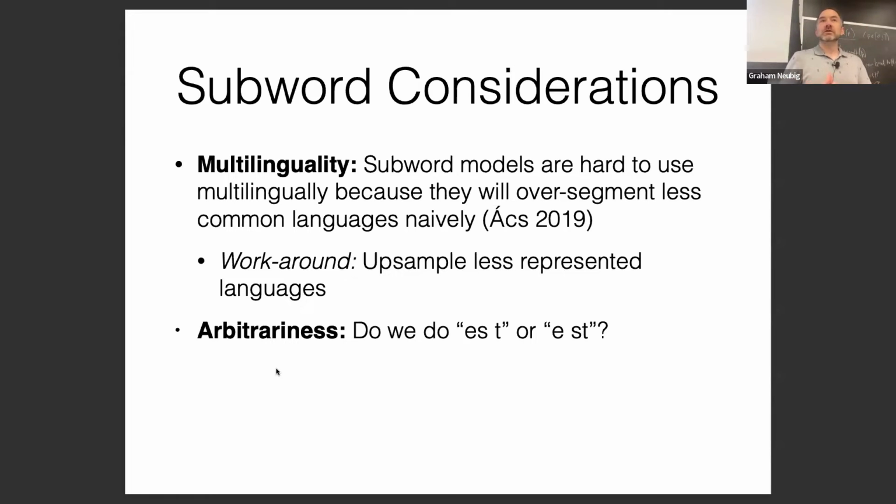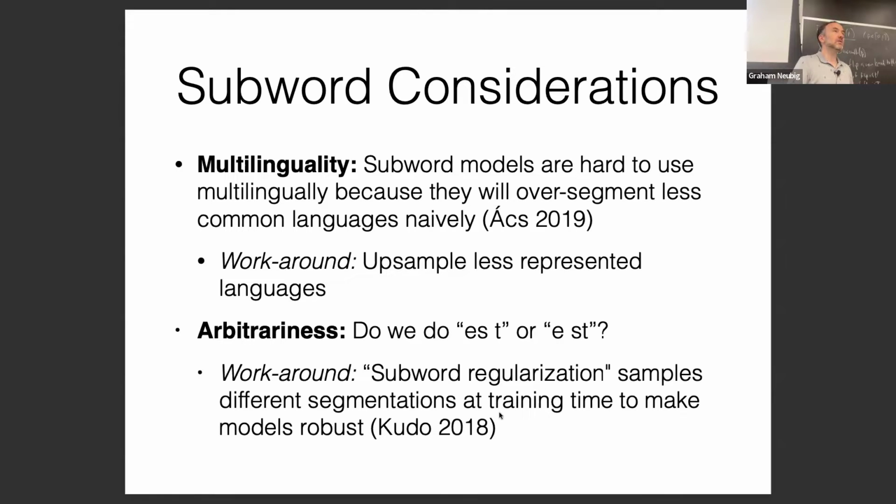So let's say we have ES and ST, but we don't have EST in our vocabulary. Should we segment as E-ST or ES-T? It's not super clear, right? They're both similar. And this happens all the time when you're splitting things into subword tokens.